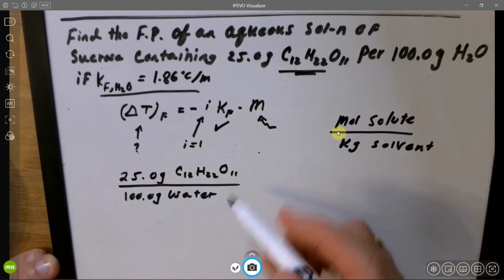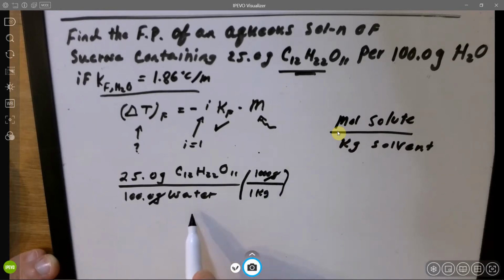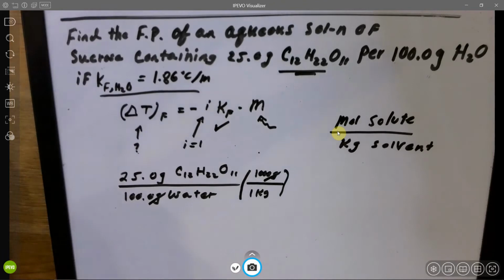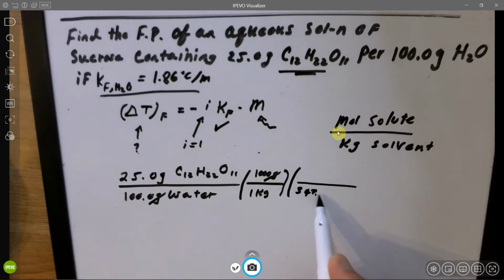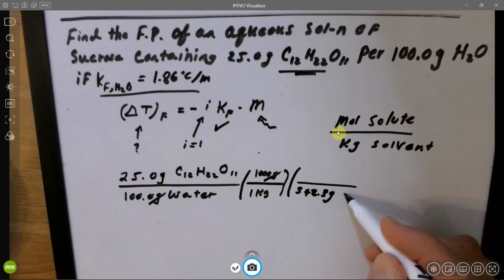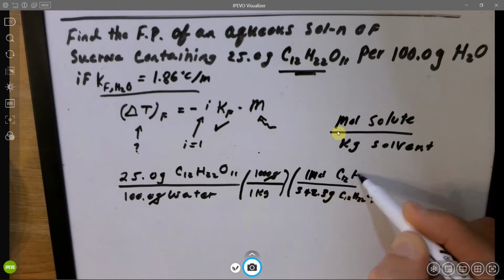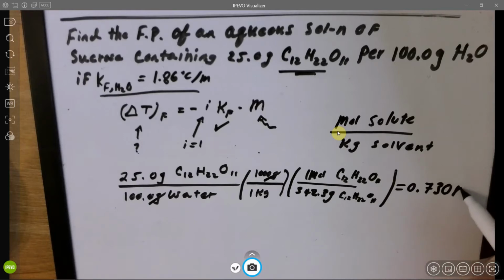So I have grams of solvent. Let me just convert this to kilograms. So I'm going to have 1,000 grams for 1 kilogram. So that takes care of this. So now I have a kilogram. Great. And I've got to make this into moles. So I need to just get the molecular weight for sucrose, which is 342.3. So I will just convert that to moles. 342.3 grams of sucrose per mole of sucrose. Okay, and once I complete that, I should be able to get my molality directly. And indeed, this ends up being 0.730, little m for molality.